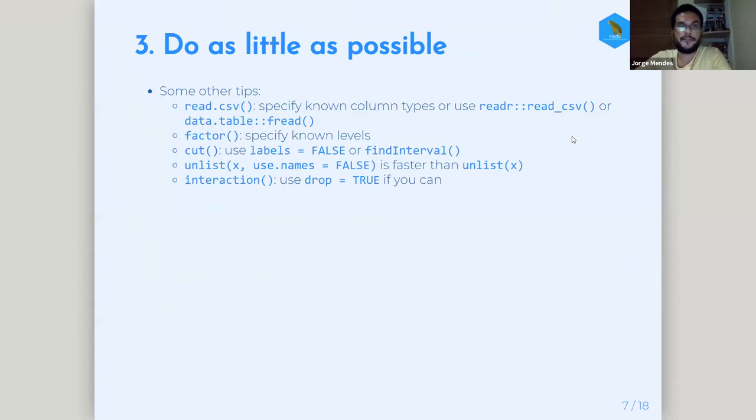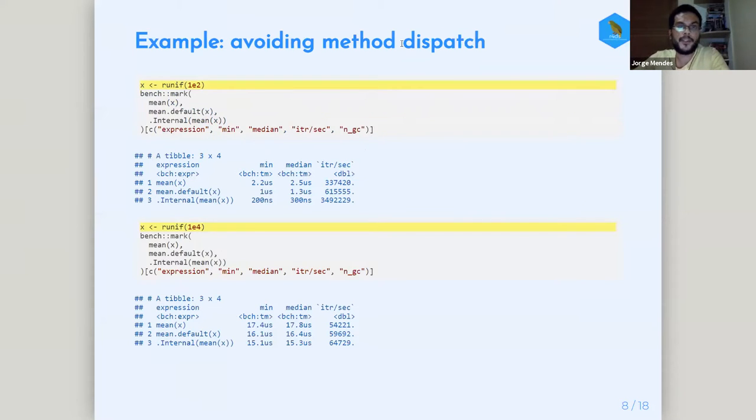And okay, so we'll see some examples of doing as little as possible. One example is to avoid method dispatch. If you call mean, it will first try to see the type of the object, and then dispatch the method. Then we can just use mean.default, the method for numerical values, or we can use the internal C function with .Internal.